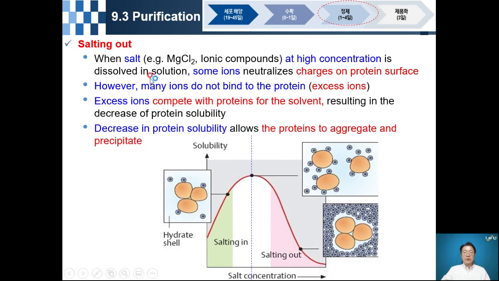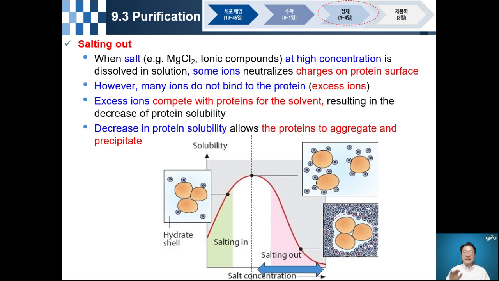Okay, in this slide I will explain the salting out procedure. When salt is at high concentration, it means the concentration is above a certain point. When salt at high concentration is dissolved in solution, some ions can neutralize charges on the protein. However, many ions do not bind to the proteins, so this makes excess ions. The excess ions compete with the proteins for the solvent, resulting in a decrease of protein solubility. Finally, the decrease in protein solubility allows the protein to aggregate and finally precipitate. So this is the salting out procedure.